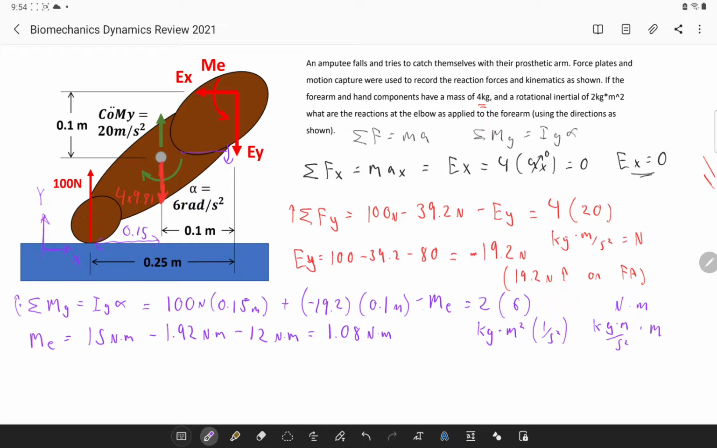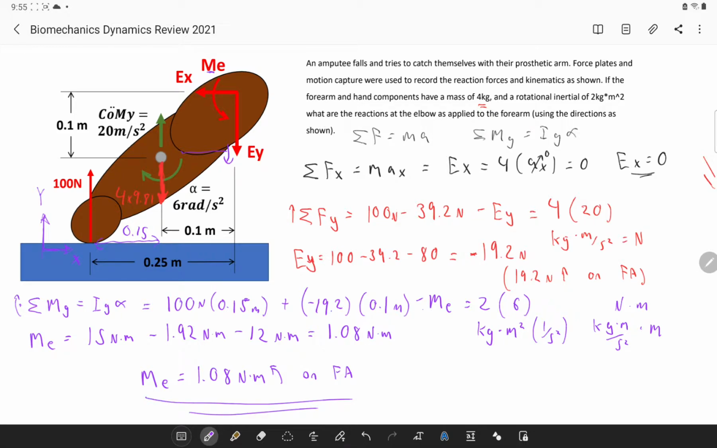Again, we did this as clockwise positive, but we put in our ME as we wrote it. So we want to make sure we go back to our diagram for the actual directions here. So our ME is equal to 1.08 newton meters counterclockwise on the forearm, right?